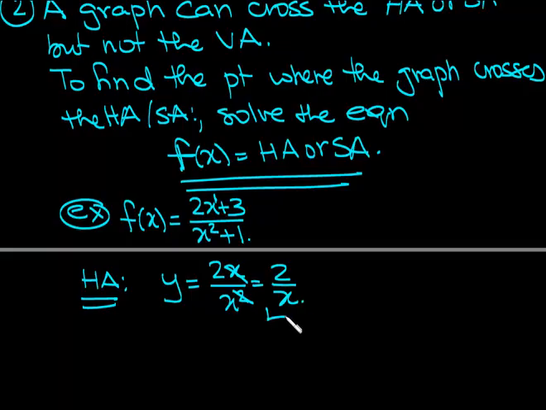What happens to this fraction as x gets bigger and bigger? Just imagine in your head what's happening as x is getting bigger and bigger. It's 2 over 1,000, 2 over 10,000, 2 over 100,000, and so on. You can clearly see this fraction is getting smaller and smaller, so it goes to 0. So this implies my horizontal asymptote is y is equal to 0.